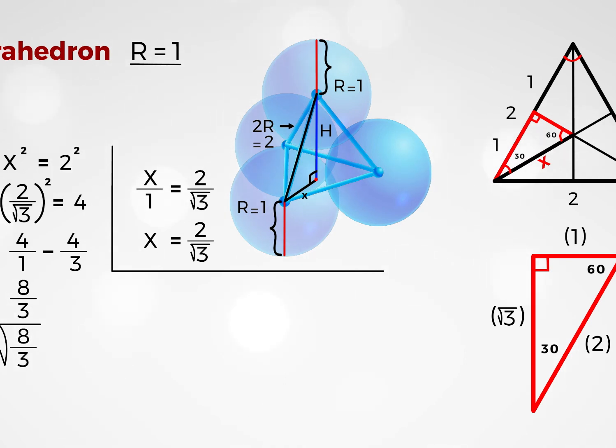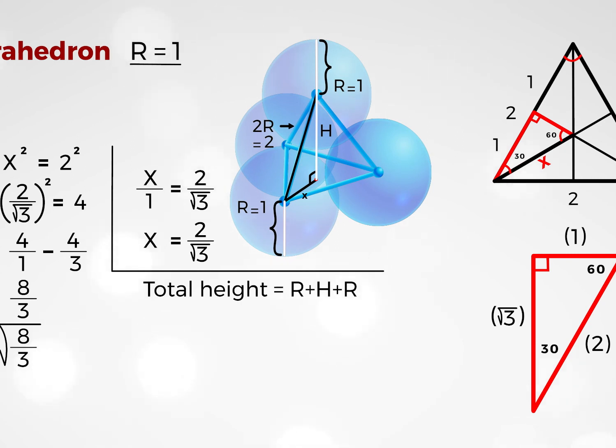And now finally, the total height from top to bottom was this right here, which is r, plus this h, plus this r right here. And therefore that is 1 plus the square root of 8 over 3, plus 1. So this is 2 plus the square root of 8 over 3. And if you want a decimal value, it will be approximately 3.633. So there you have it. That is how you figure out the height of that figure.